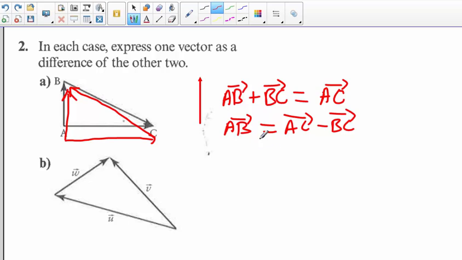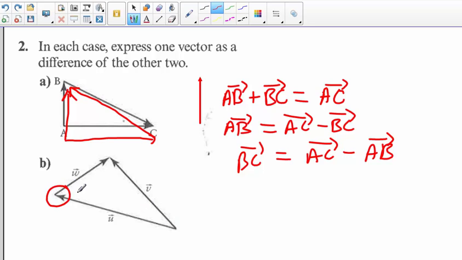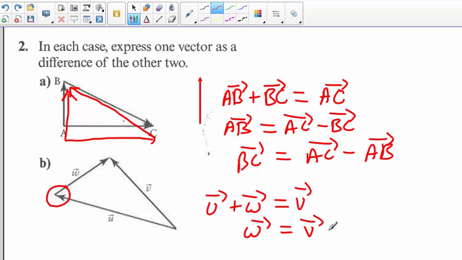So there's one option, and of course we could write it the other way as well. We could say that BC is going to be the same as AC minus AB. Similarly down here, if I look for my key corner for my addition, vector U plus vector W gives me the same result as going along vector V here. Same start point, same end point, and so I can turn that into a subtraction in a couple of different ways. That's one of them.